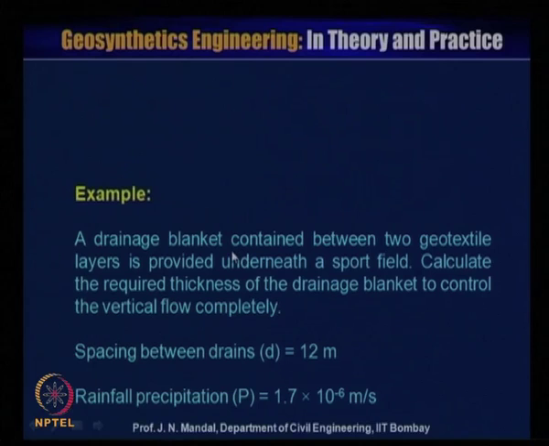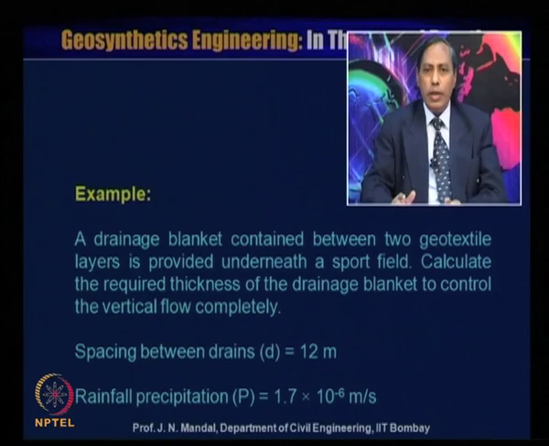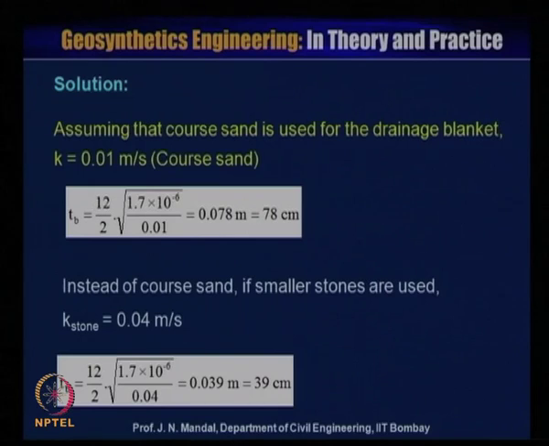plastic drain. So here is one example: a drainage blanket contained between two geotextile layers is provided underneath a sports field. Calculate the required thickness of the drainage blanket to control the vertical flow completely. Now here the spacing between the drains D is equal to 12 meter, rainfall precipitation P is equal to 1.7 into 10 to the power minus 6 meter per second. Now the solution: assume that coarse sand is used for the drainage blanket. So K is equal to 0.01 meter per second for coarse sand.